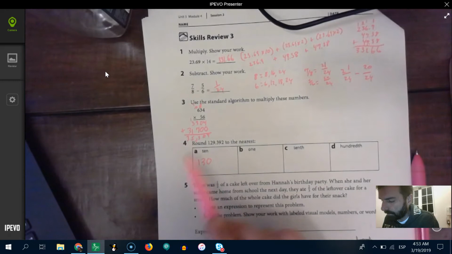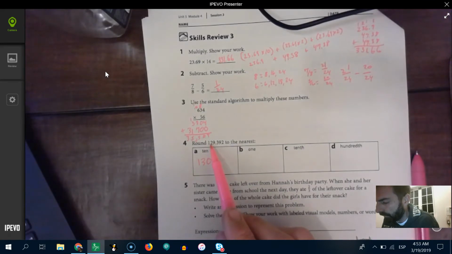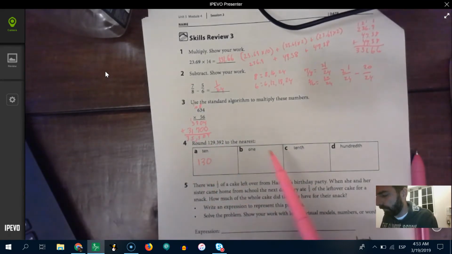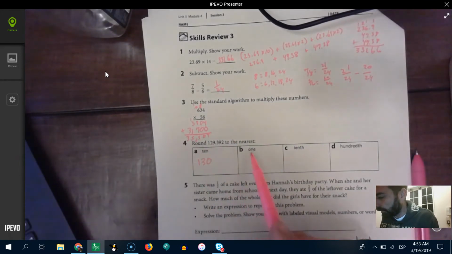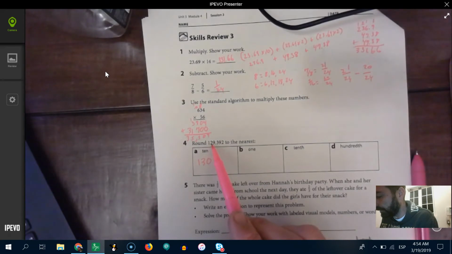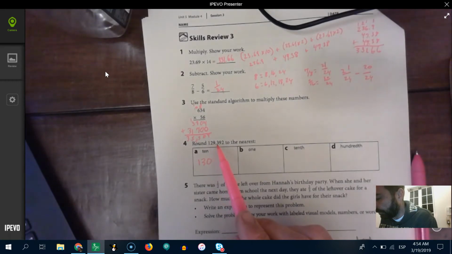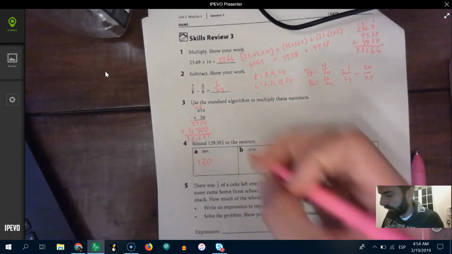To the nearest 1, so my 1 is 129, so I could have done that thinking here. So let me back up real quick. If I'm looking at this 10s place, which is 2, my nearest 10s are 120 or 130. This number is super close to 130, so it's going to be 130. Let's look here. I have 129, so my nearest ones are either going to be 129 or 130. Okay, so 0.3, that's closer to 129.